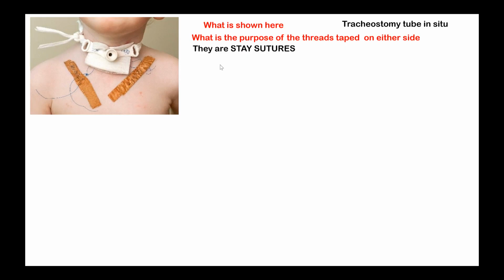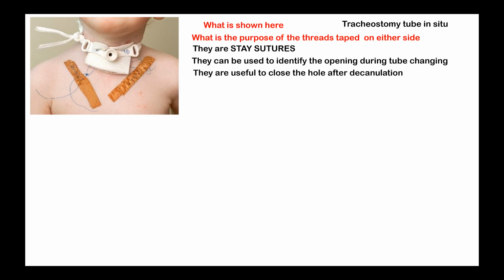And what is the purpose of that? Can be used to identify the opening during tube changing. Otherwise, sometimes that will collapse. And they are useful to close the hole after decannulation.